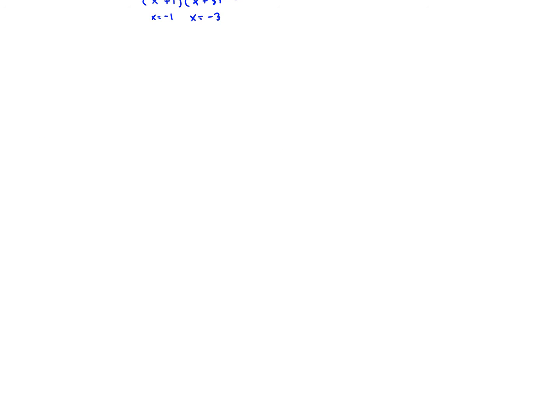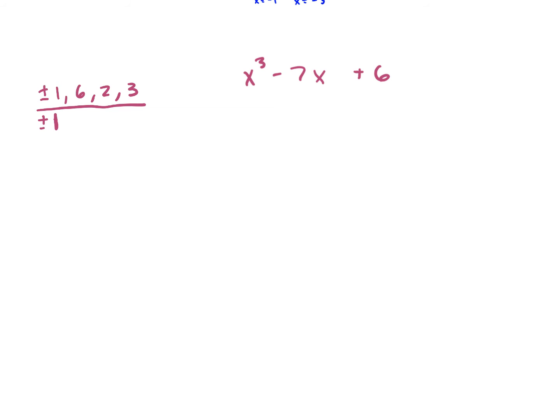All right, so again, we're using the rational zero test, and let's say we had x cubed minus 7x plus 6. So start with our factors of our last. So what are factors of 6? 1, 6, 2, and 3, and that's plus or minus for all of those. And then factors of our leading coefficient are just plus or minus 1. Well, let's test it.